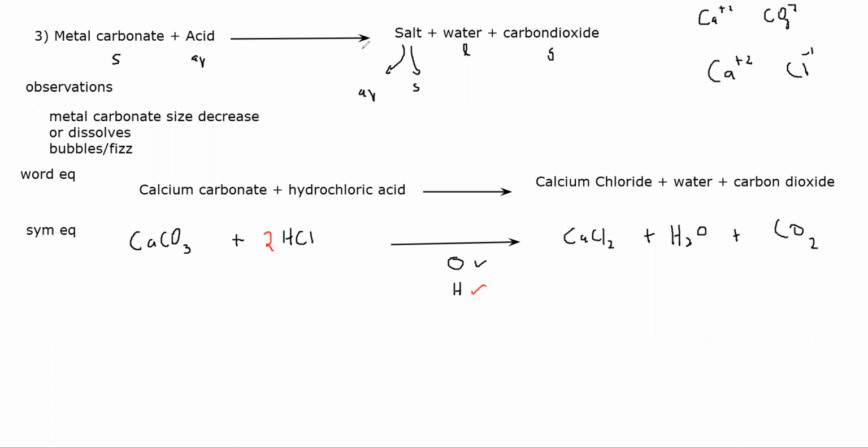Then write the state symbols. Metal carbonate, this is solid. Hydrochloric acid, aqueous. Calcium chloride, most chlorides are soluble except silver, mercury, and lead. So is it soluble or insoluble? Or aqueous? So most chlorides are soluble except silver, mercury, and lead. So it will be aqueous. Water is in a liquid state and carbon dioxide is a gas.